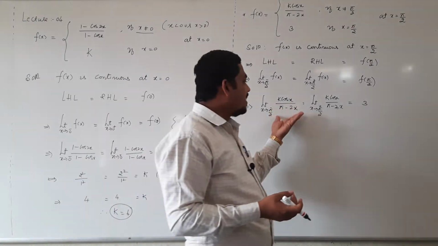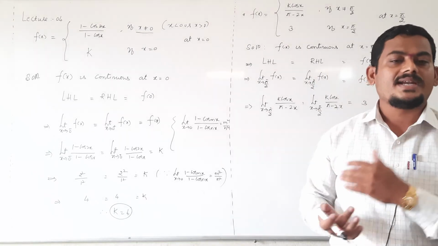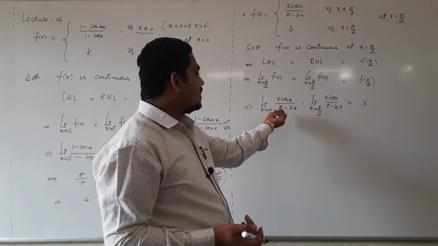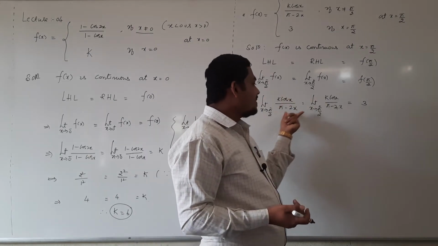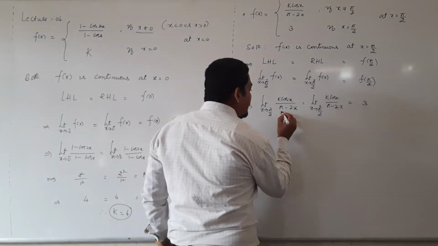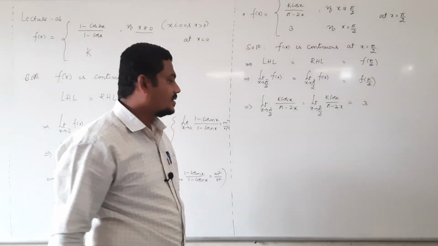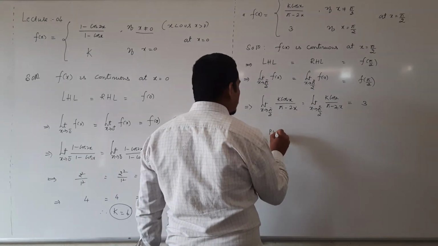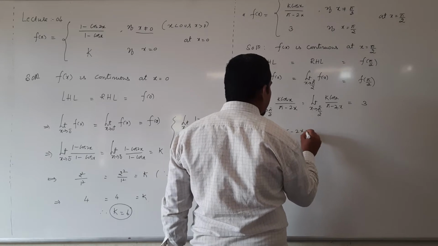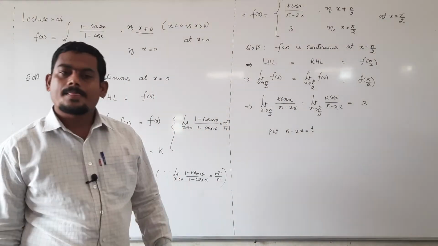How to eliminate indeterminate form? Already you know how to eliminate indeterminate forms. In this case, eliminate that 0 by 0 form by substitution. Just take pi minus 2x equal to some other value. Put pi minus 2x equal to some value t. Right?